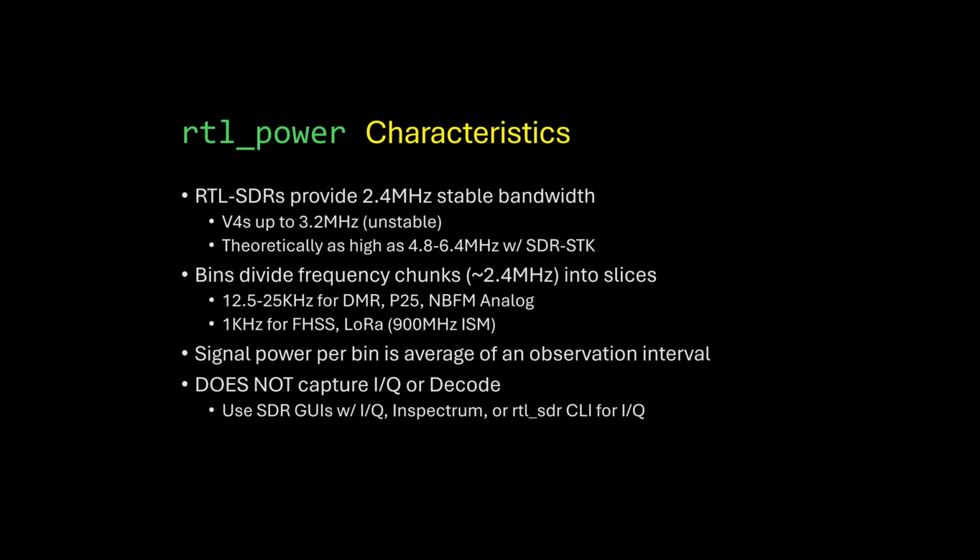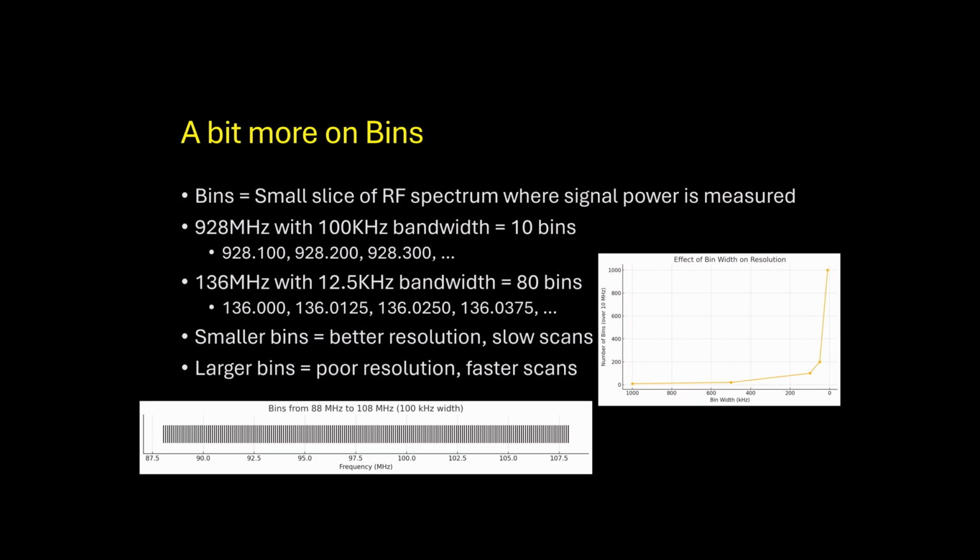Well, the signal power is averaged in that bin for an observation interval. And again, it's not a decoder, no IQ. If you wanted to do something like that, consider using Cubic SDR, SDR++, or Angel that has an IQ mode. A bit more on bins. Again, they're small slices, small subsections of spectrum where you're going to measure it.